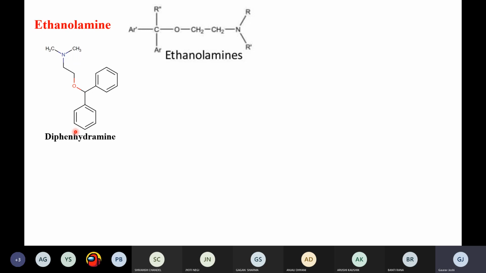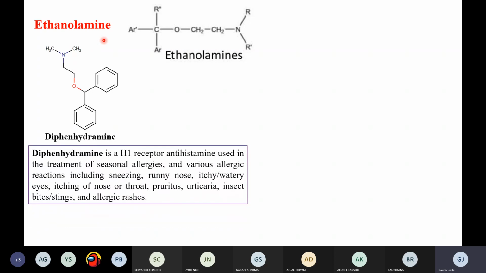So we have two phenyl rings, one and two, diphenyl basically, right? And this is the amine. So it is the amine group, right? We have an oxygen in the ethanolamine group, right? So this is the common peculiar feature of these inhibitors, the H1 antagonists belonging to the ethanolamine category, right? So this is the thing, and we'll be simply discussing.